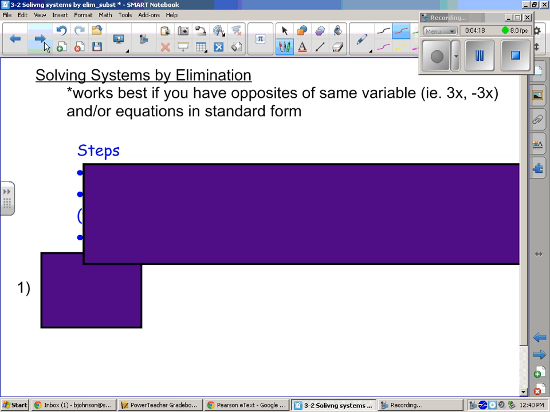All right. Our second way of doing this is solving systems by elimination. If we're going to eliminate one of the variables, we'll be able to solve for the other one. Now, it works best if you have opposites, like 3x and negative 3x, and the equations are in standard form. That's the ax plus by equals c.